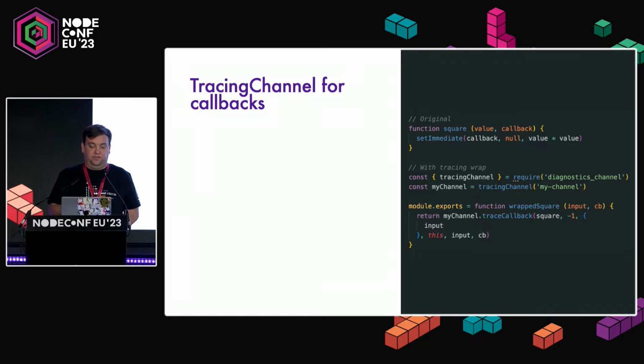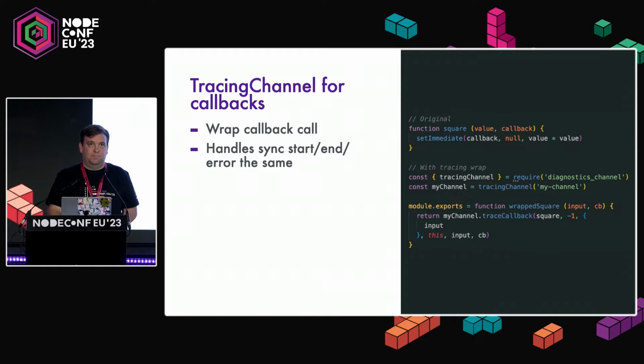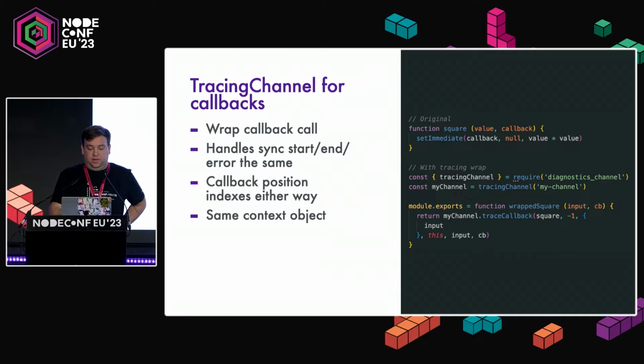So the tracing channel for callbacks looks much the same, but it wraps the callback call, or the function that receives a callback. So it handles the start, end, and error the same way, and there's a callback position index either way, so you can index positively from the start, or you can do the callback last pattern. You can just do -1, and it receives the same sort of context object.